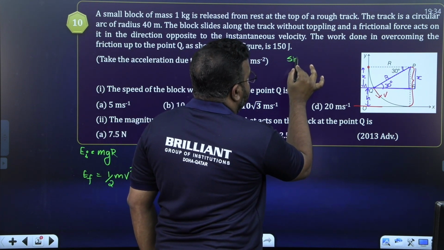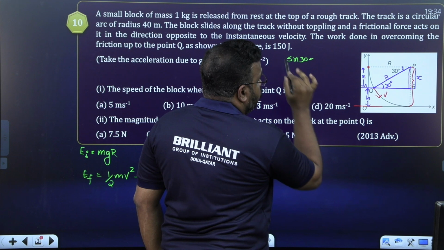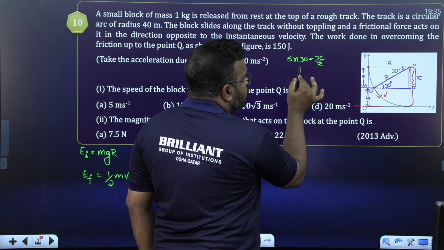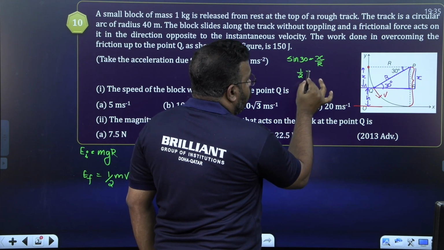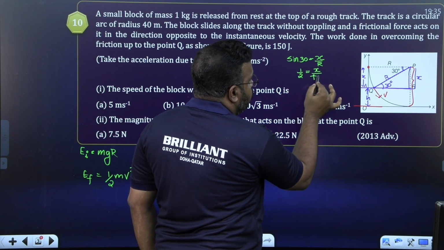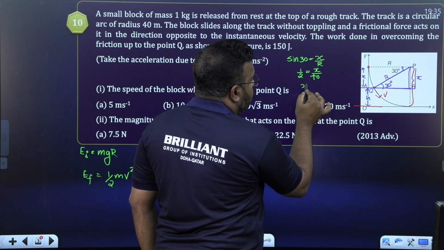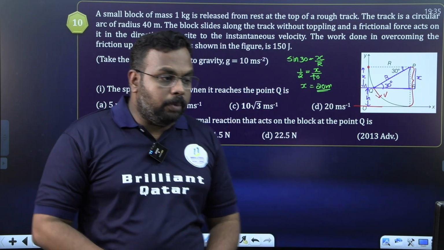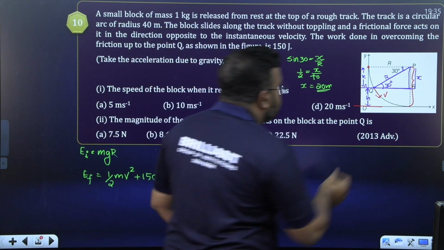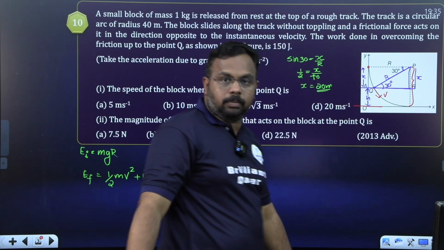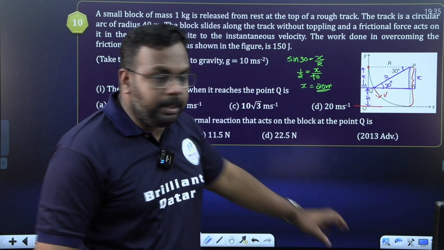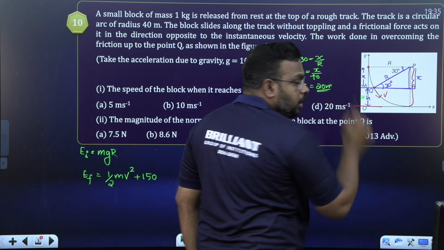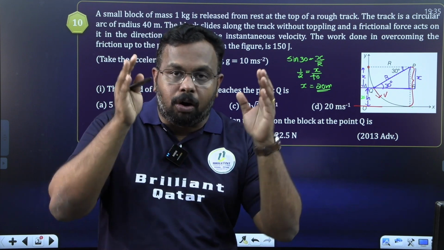Sine 30 is equal to what we get? Opposite side x by r. So sine 30 is 1 by 2, equal to x by r, which is 40. So x is equal to what? We get 20 meters. x is equal to 20 meter. We got it. So at the point Q, the height is 20, and the total height is 40. So 40 minus 20, this height will also be 20.